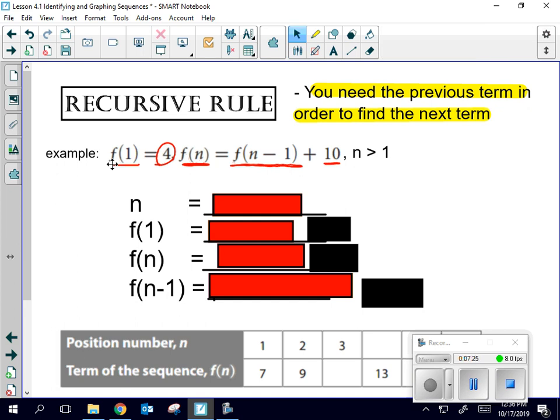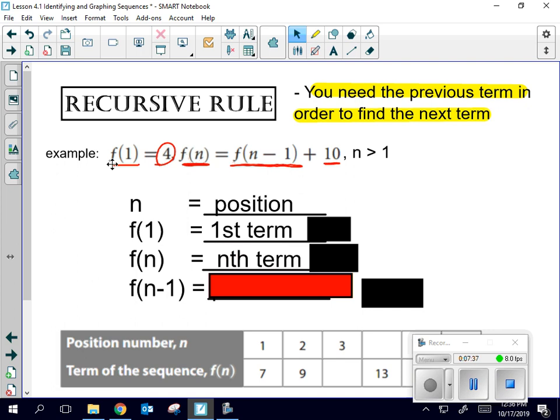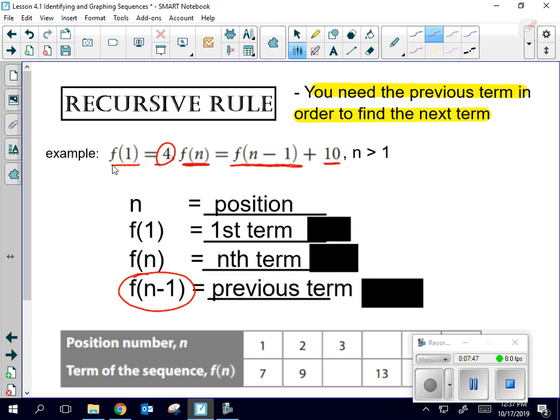So, n again stands for the position. F of 1 stands for the first term. F of n stands for the nth term. And this is the important one that you have to remember. F of n minus 1 stands for the previous term. Let's go back and look at this again. So it's telling me the first term is 4, and for any term after that, we take the previous term and add 10 to it. And this part here just means that works for anything greater than 1. Sometimes we write it like this too. Okay? Usually our book writes it that way. I don't care which way you write it.